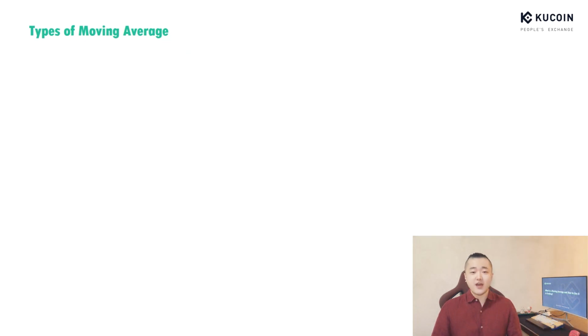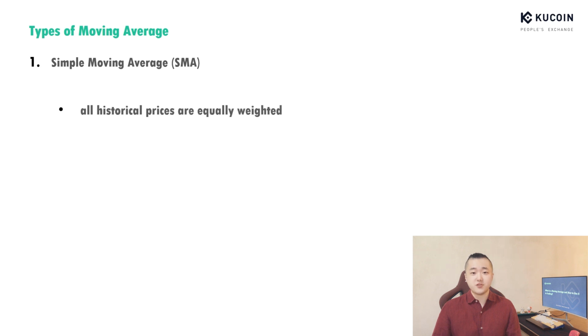How many moving averages are there in the crypto market? There are three types of moving averages created for different purposes. The first one is called simple moving average, SMA. As the name suggests, SMA is calculated by only taking all closing prices of different time durations into account. These prices are equally weighted.